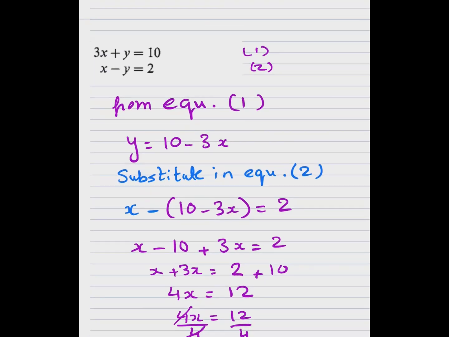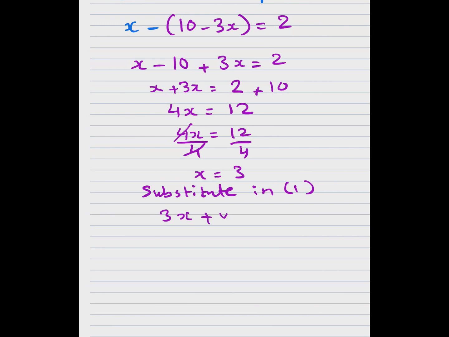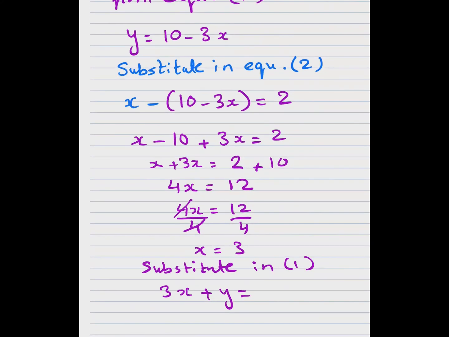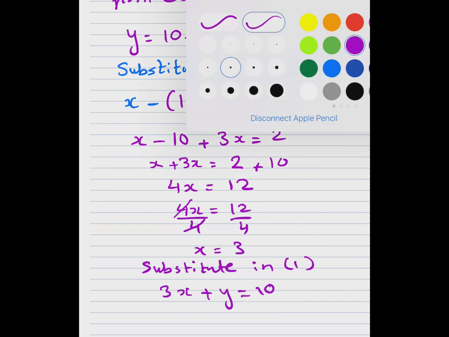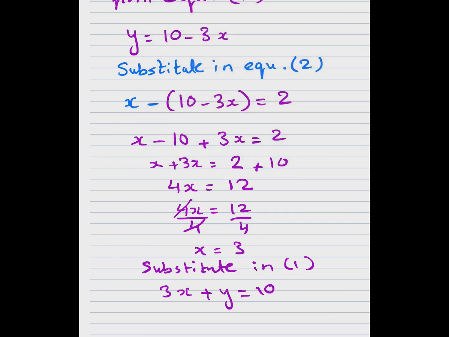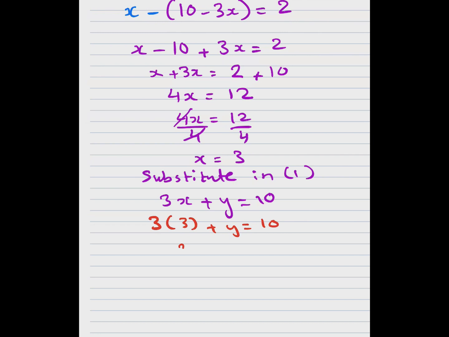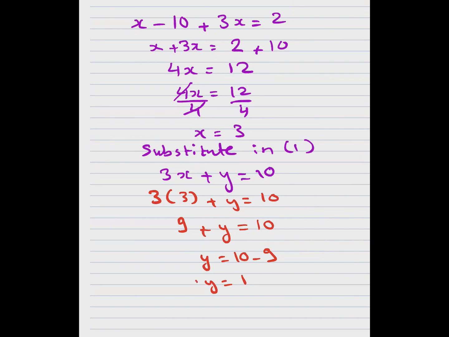So equation 1 was 3x plus y equals 10. And then I substitute 3 instead of the x. So 3 multiplied by 3 plus y is equal to 10. And then 3 times 3 is 9. 9 plus y is equal to 10. And then I bring the 9 to the other side by subtraction, because it is positive. So y is equal to 10 minus 9. So y equals 1.